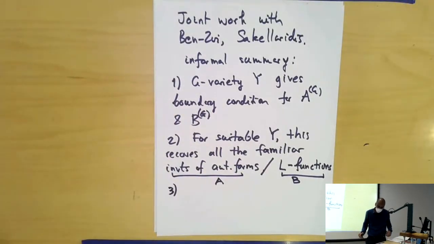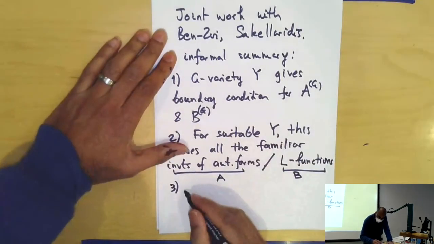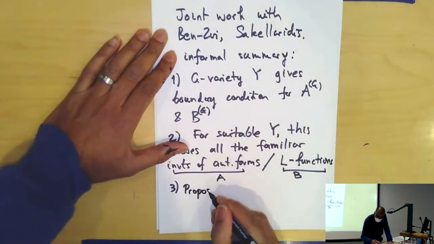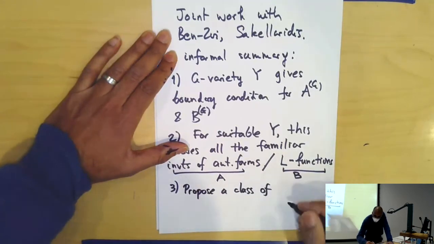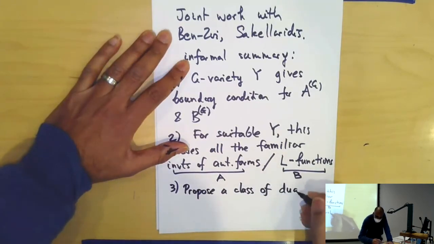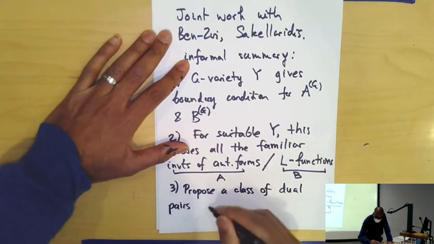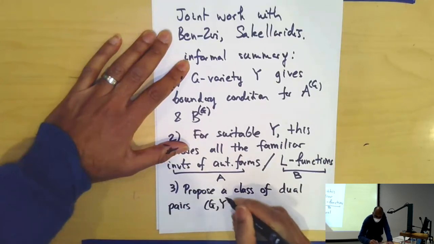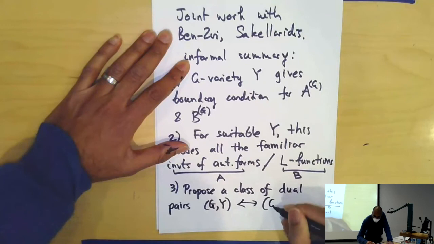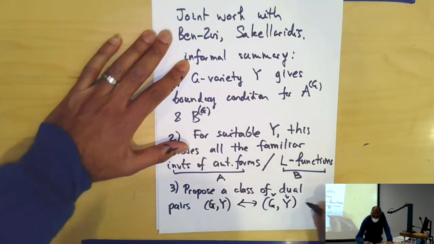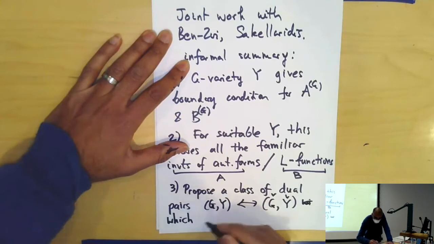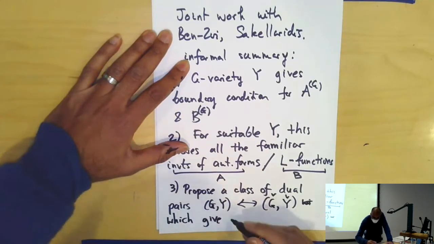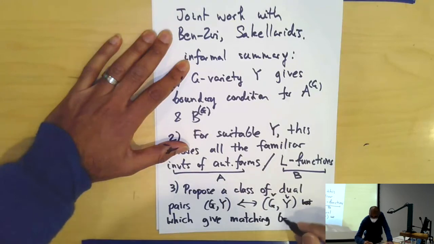And the last thing is we propose a specific class of dual pairs, G and G check, which conjecturally give matching boundary conditions.